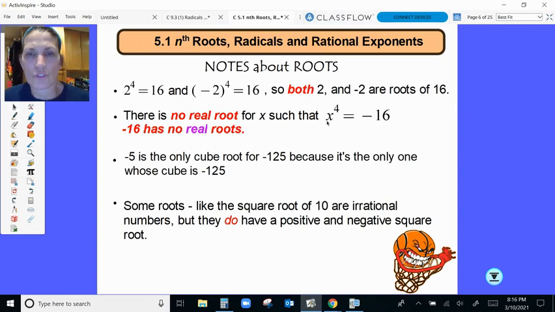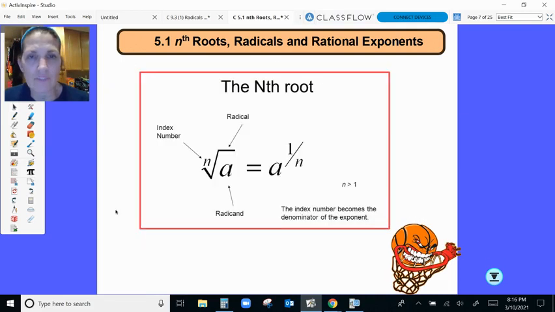There are no real roots for x to the fourth equals negative 16, because if I plug any negative number in there, it's never going to give me a negative number. Okay, so negative 16 has no real fourth roots. Negative 5 is the only cube root of negative 125, because it's the only one that, when you cube it, will give me negative 125. Okay? Some roots, like the square root of 10, are irrational numbers, but they do have positive and negative square roots. Okay, so they still have square roots.